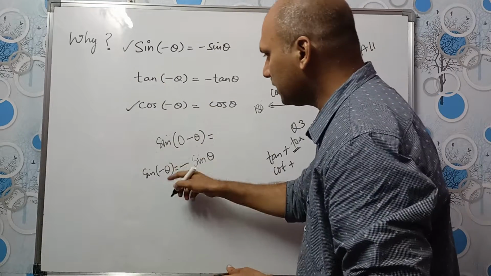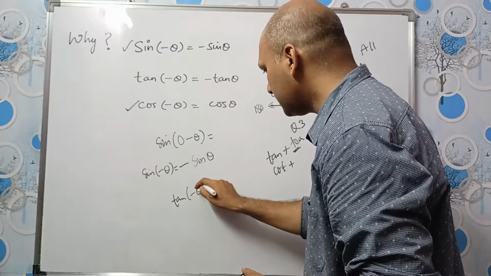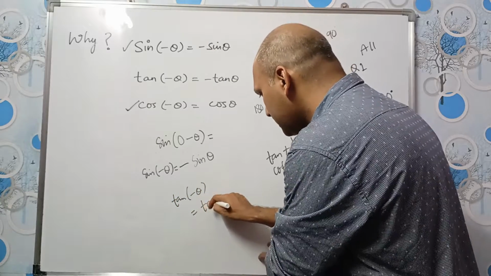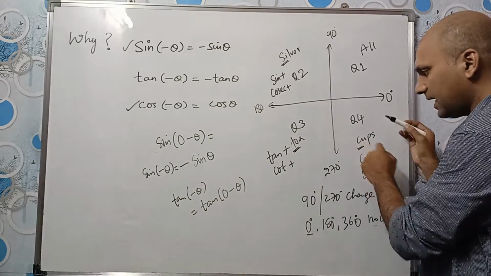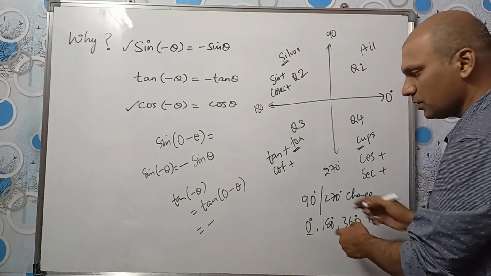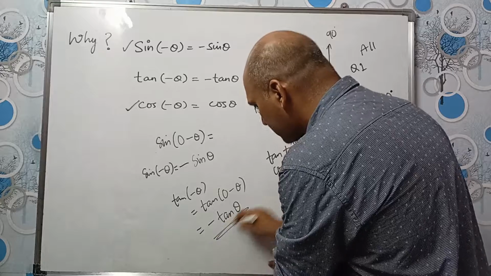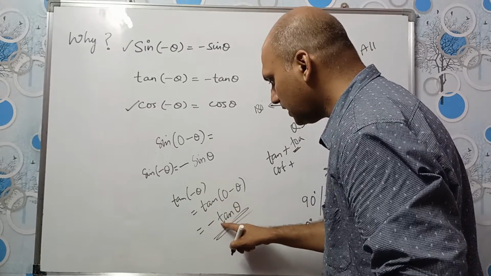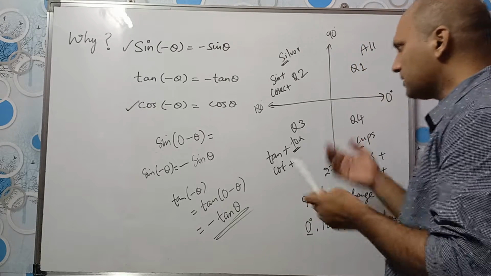What about tan? Same thing. Tan minus theta, we can write it as tan 0 minus theta. In the fourth quadrant, tan is negative, so this will be negative, and for 0 degrees there is no change in the ratio. So this will remain tan only, so it is minus tan theta. So tan minus theta is equal to minus tan theta. As simple as that.